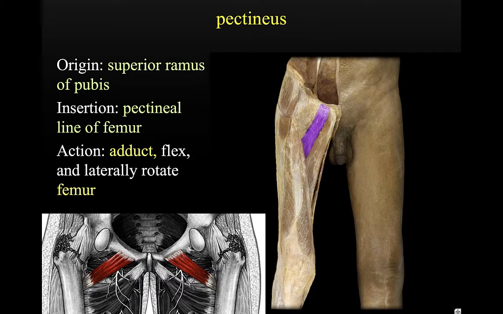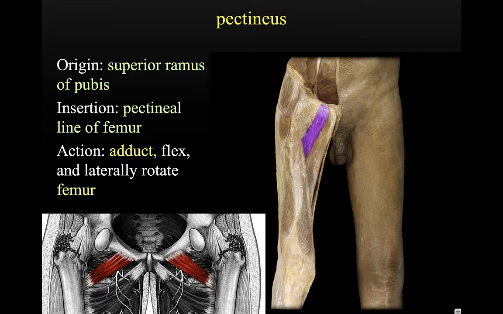The action of this is going to be the same as all of our adductors, with the exception of the gracilis, which is going to rotate in the opposite direction. That kind of means that you really only have to learn this action once, and you can apply it to all of these muscles that we're going to learn here in this little group. So we have adduct, flex, and laterally rotate the femur.